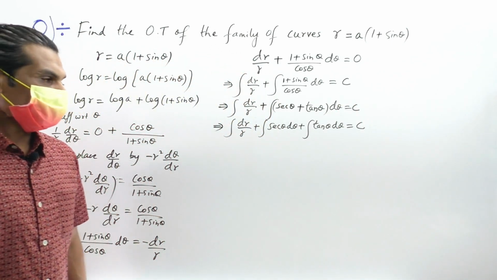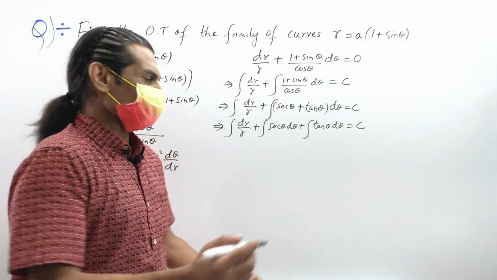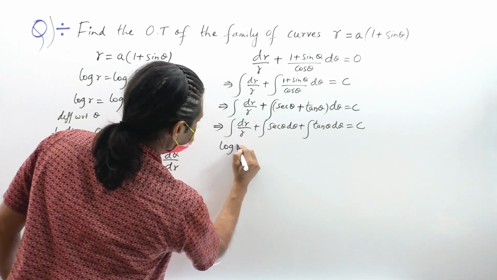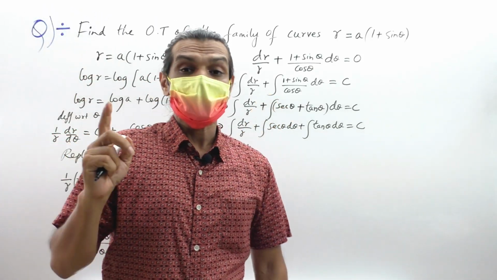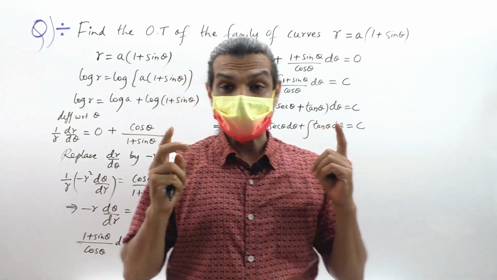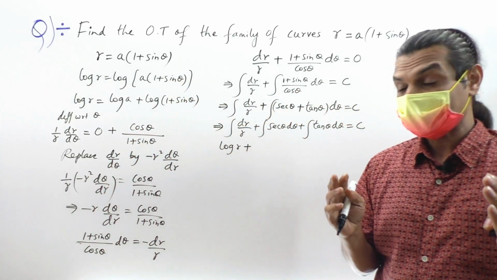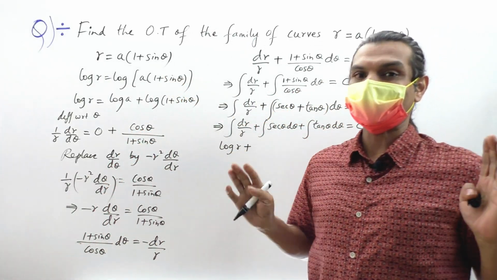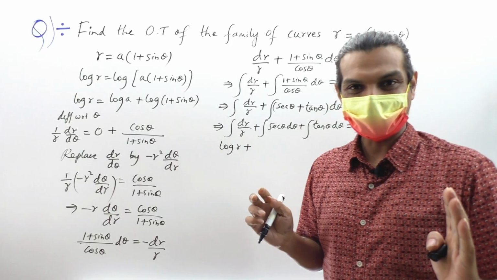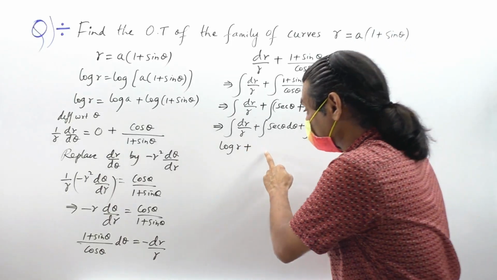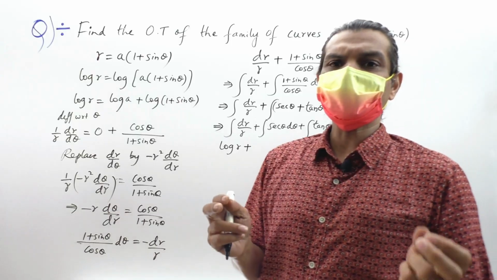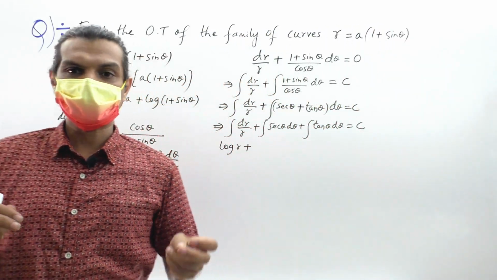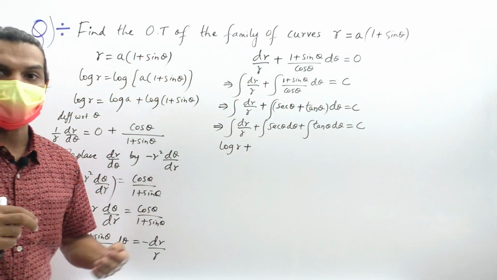Now, as you know, integration of 1 by r is log r. You are aware of it. But see, one more integration to remember. Integration of secant theta is what? Log of secant theta plus tan theta. Correct. Integration of secant theta is log of secant theta plus tan theta. There are very few integrals you need to remember here for solving the OT in polar forms.